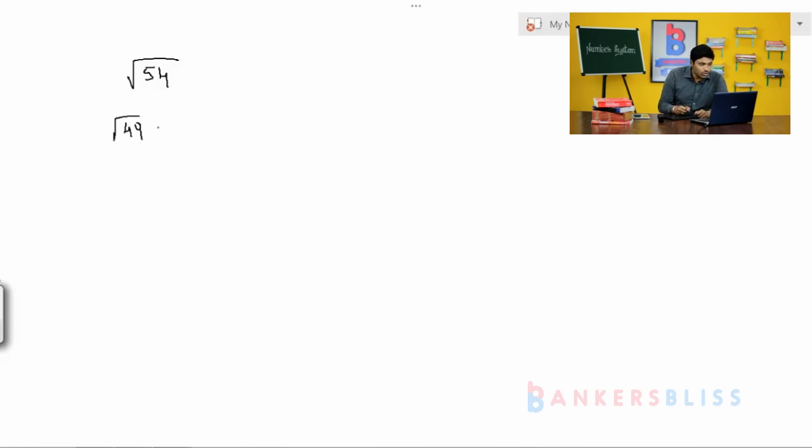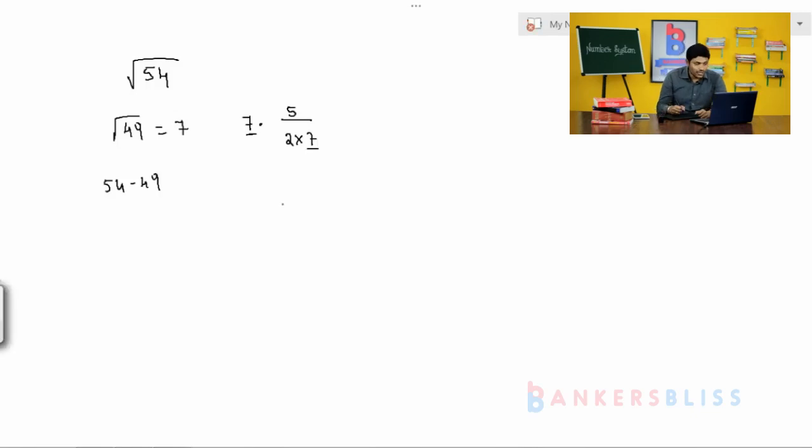What is the square root of 49? That is 7. The number is 54, and the nearest perfect square number less than 54 is 49. If you take the root of 49, you get 7. So, 7 point something is your answer. Then what is that something? You have to calculate that value. What is the difference between 54 and 49? That is 5. 5 divided by 2 into 7. This integer part, that is 7, you always have to multiply by 2.